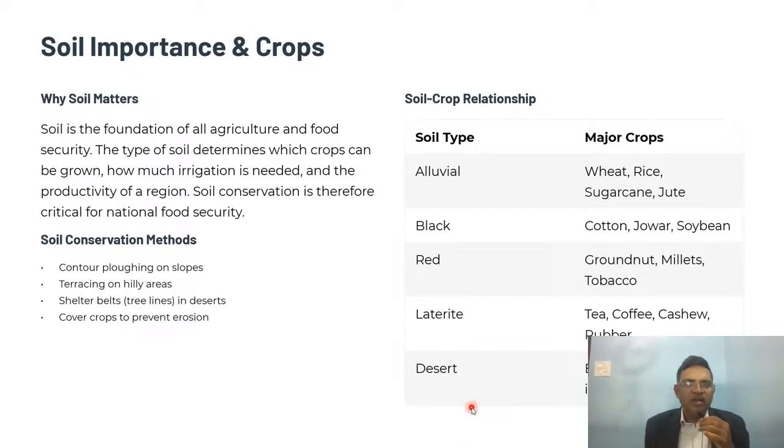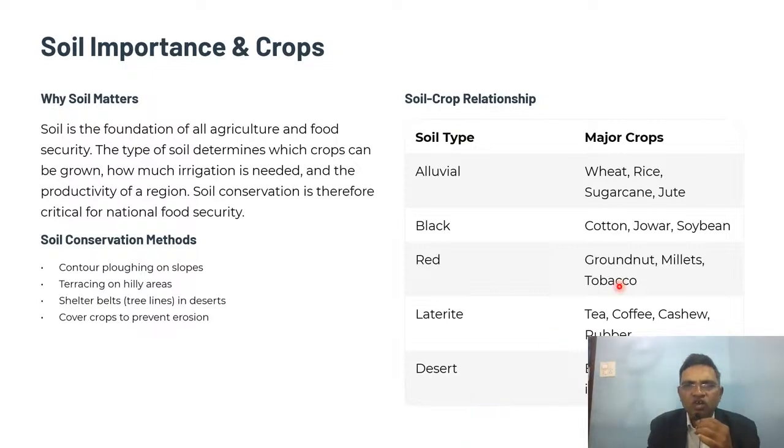So, how can you conserve this soil? One is contour ploughing on slopes, then terracing on hilly areas, then shelter belts like tree lines in desert areas, and cover crops to prevent erosion. So this is the thing.